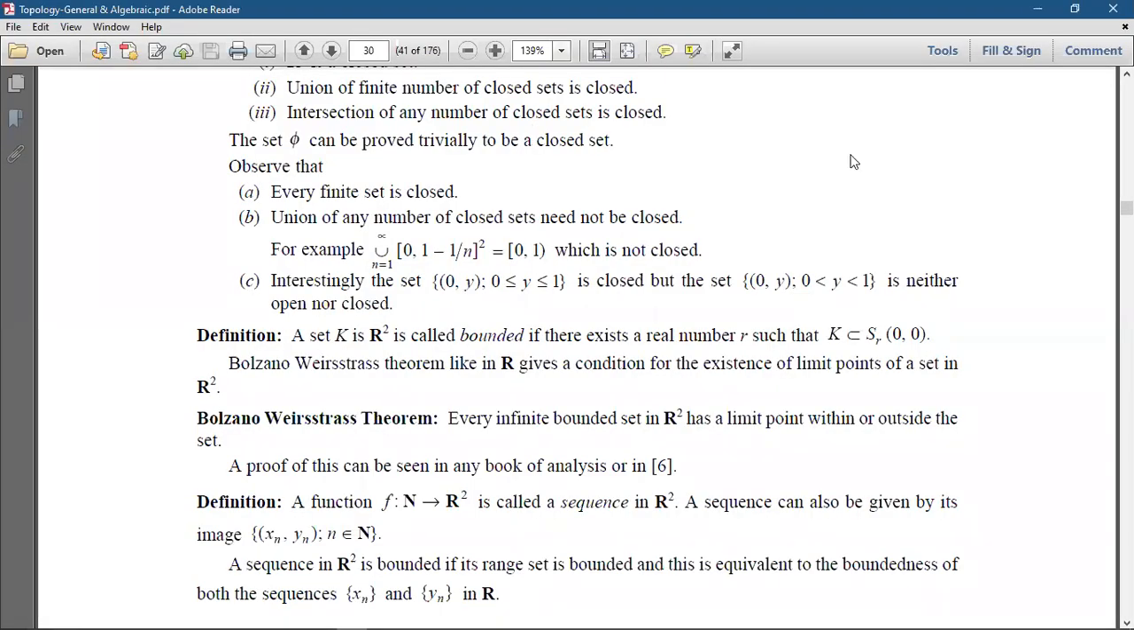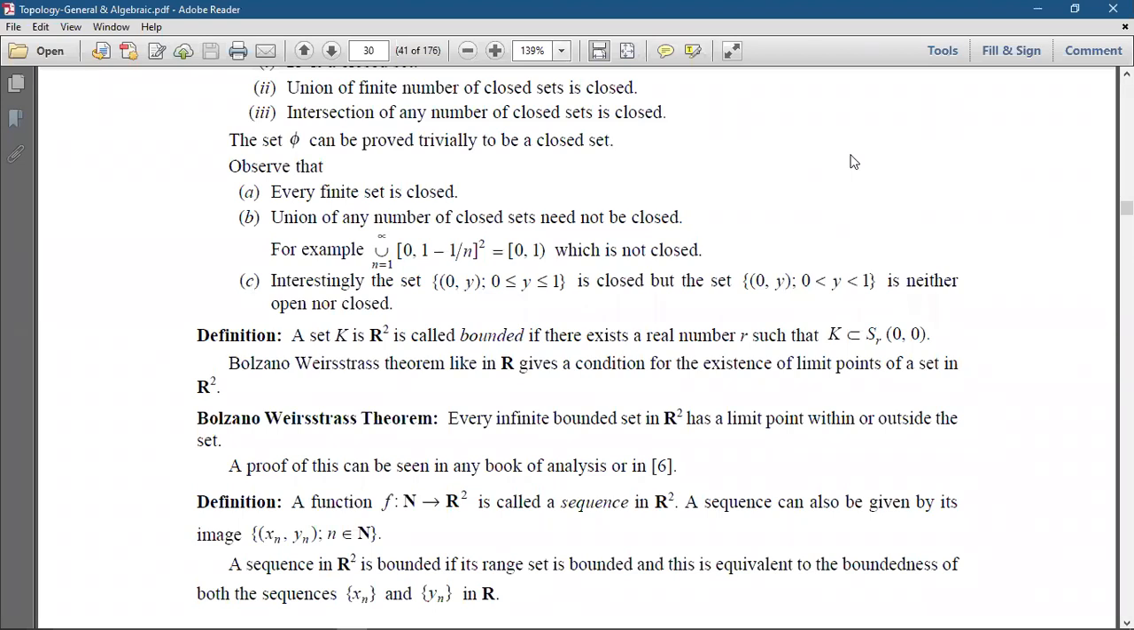Now we are going to define one more definition, which is known as bounded. A set K in R square is called bounded if there exists a real number R such that K is a subset of S_R of (0, 0).